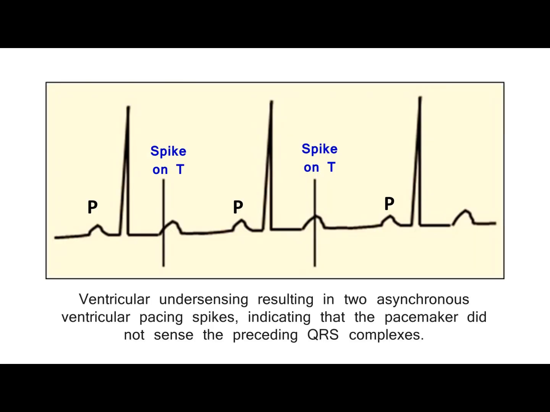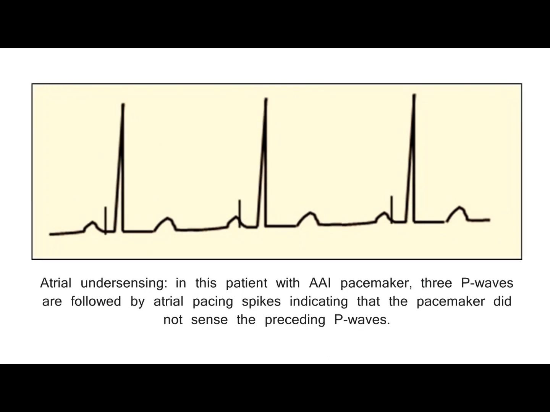Ventricular undersensing resulting in 2 asynchronous ventricular pacing spikes, indicating that the pacemaker did not sense the preceding QRS complexes. Atrial undersensing. In this patient with AAI pacemaker, 3 P waves are followed by atrial pacing spikes indicating that the pacemaker did not sense the preceding P waves.